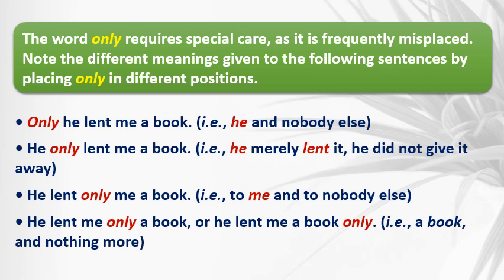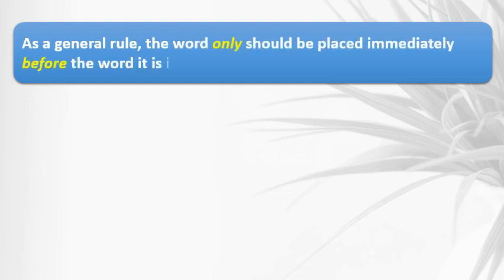So as we can see in the examples, when we place the word only, it requires special care. Why? Because it is frequently misplaced, and when it changes its place in the sentence, the meaning also changes accordingly. As a general rule, the word only should be placed immediately before the word it is intended to modify.